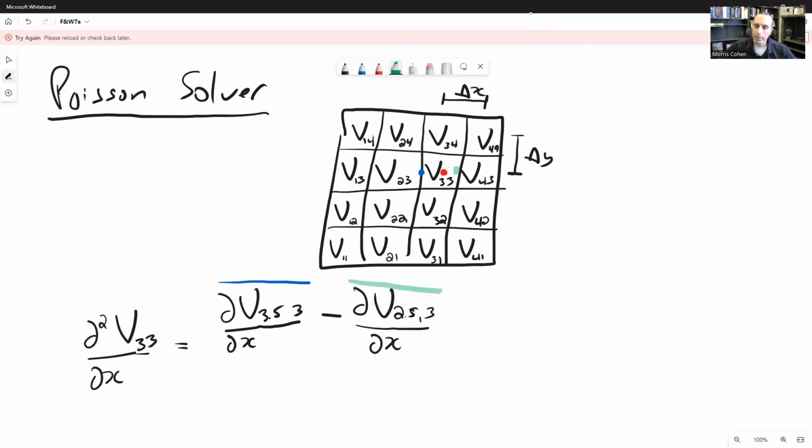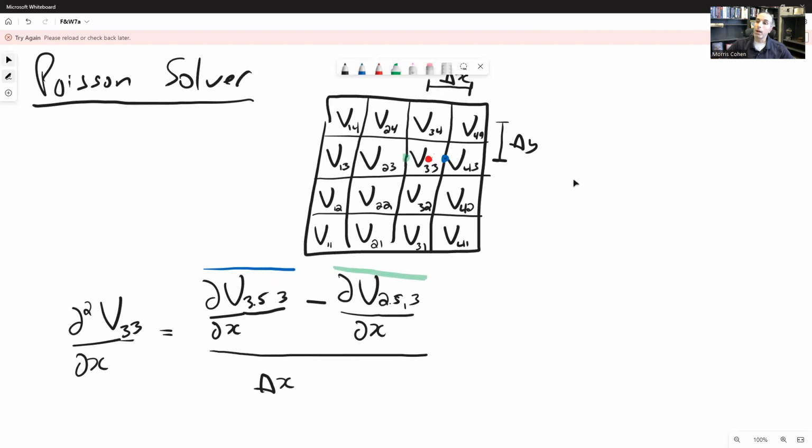The green dot is the derivative defined where this blue dot is, and the blue, sorry, that's the green, and the blue term is defined over here. I actually switched those, so let me correct that real quickly. Switch the blue and the green. The green is defined here, and the blue is defined there. We have to divide that by the horizontal separation between those two cells, which is delta x. Now, to take this one step farther, we can approximate the derivative again. We can approximate this first derivative.